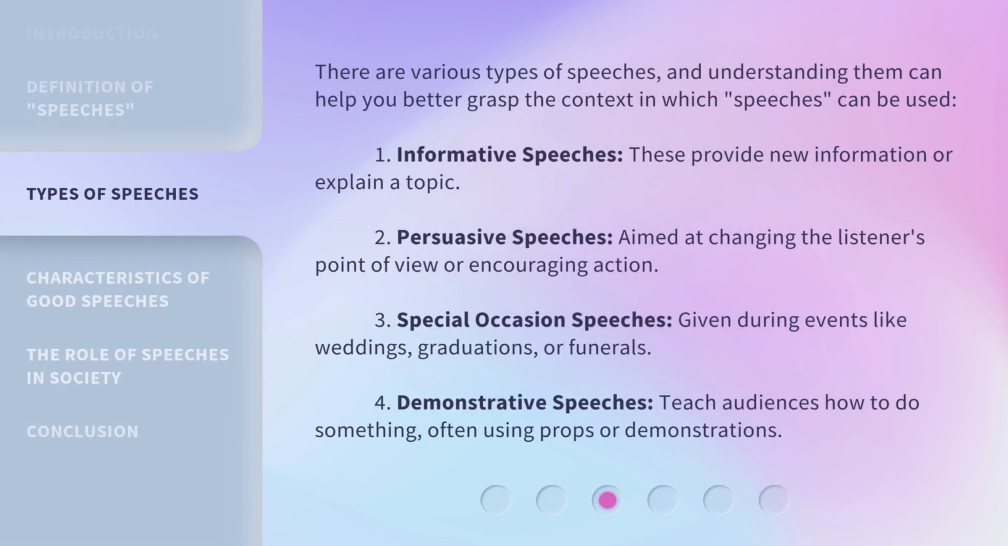There are various types of speeches, and understanding them can help you better grasp the context in which speeches can be used. 1. Informative speeches. These provide new information or explain a topic. 2. Persuasive speeches, aimed at changing the listener's point of view or encouraging action. 3. Special occasion speeches, given during events like weddings, graduations, or funerals. 4. Demonstrative speeches, teach audiences how to do something, often using props or demonstrations.